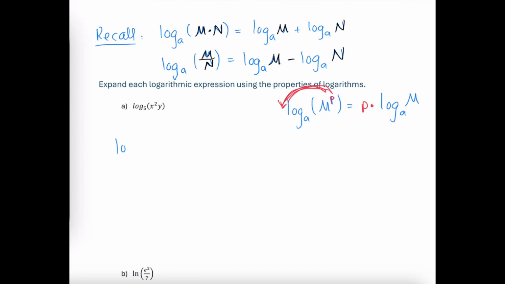So let's start with the first expression, log base 5 of x squared times y. Now, the first thing that we have to do is deal with this as a product, because we do have an exponent, but it's not an exponent on the entire argument. It's only an exponent on the x. So we can't rainbow rule that down around to the front. We can't use the power rule just yet.